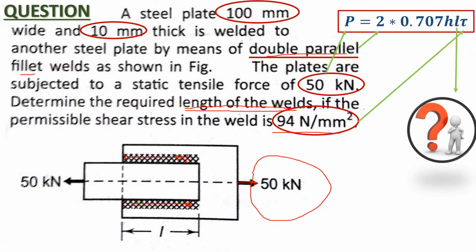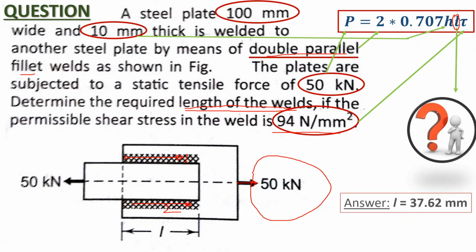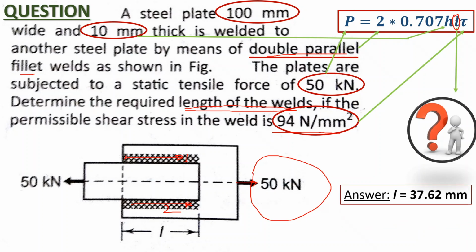This is your first parallel fillet weld, and this is your second parallel fillet weld. And obviously 0.707 is a constant, and H, which as a rule we always take equal to the thickness of the plate, is also given to you in the question. So all the values are given to you. If you rearrange the terms, you will be able to find the length of the weld, which the question wants us to find. So if you put all the values properly, keeping the consistency of the units in mind, you will get the answer as 37.62 mm.